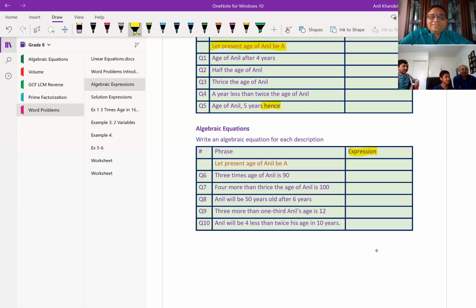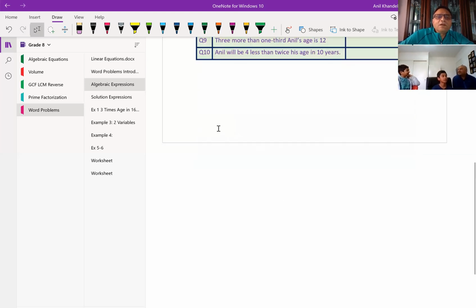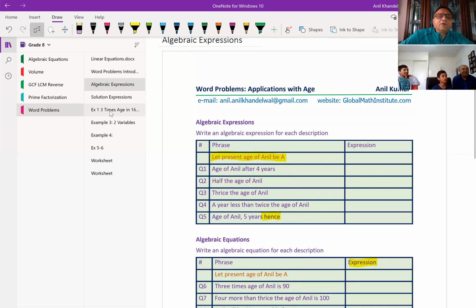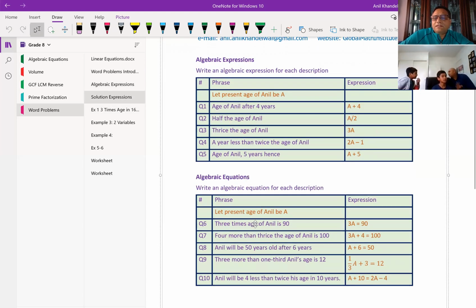A plus 10 equals 2A minus 4. So Anil will be 4 less than twice, means 2A minus 4, for his age in 10 years. So Devansh, you are correct. Do you see that? So that is how you have to do it. Beautifully done. I thought I'll share some answers with you on this, but there is no need. Here are the solutions of those questions, and these are the answers, and you exactly nailed it.